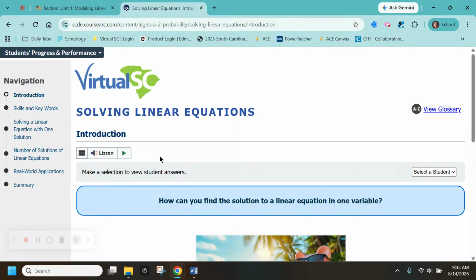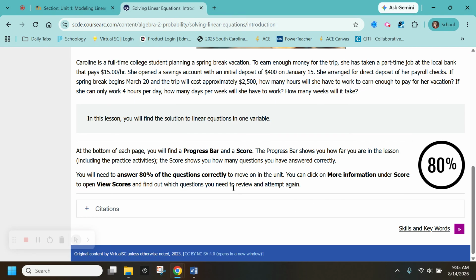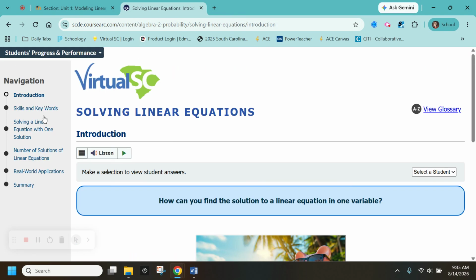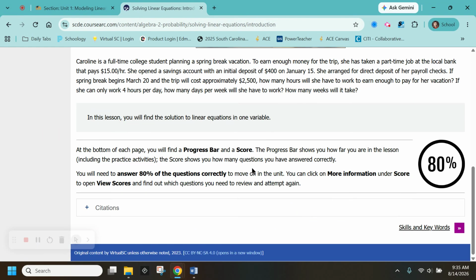We are going to look at Lesson 1.01, Solving Linear Equations. In our intros, you usually get a little real-world example of things. We have our progress bar here, and then you need to score at least an 80 or higher to move on to the practice in the unit.